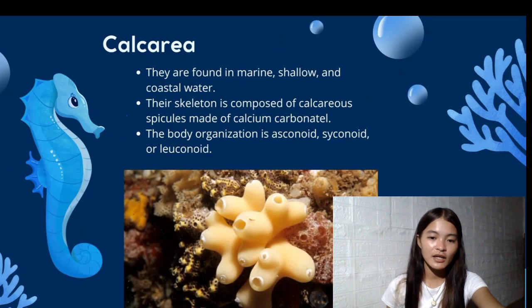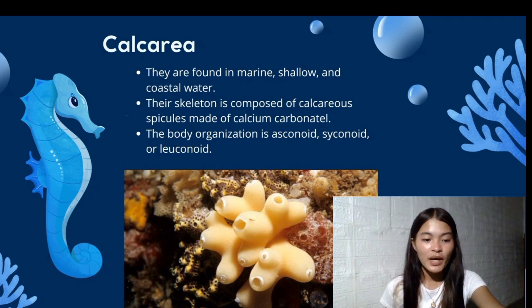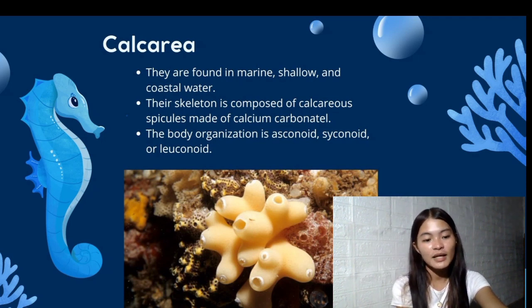There are three classes of Phylum Porifera. First is the Calcarea. They are found in marine, shallow, and coastal water. Their skeleton is composed of calcareous spicules made of calcium carbonate. The body organization is asconoid, syconoid, or leuconoid. This is an example of Calcarea.